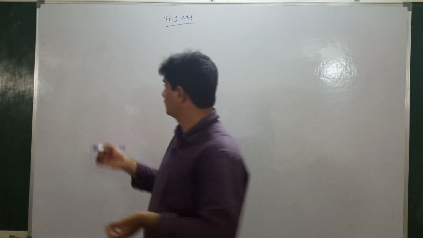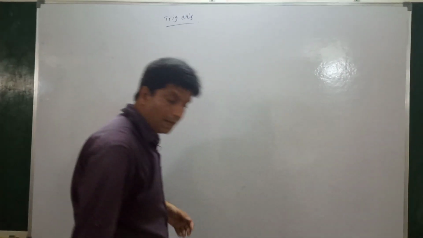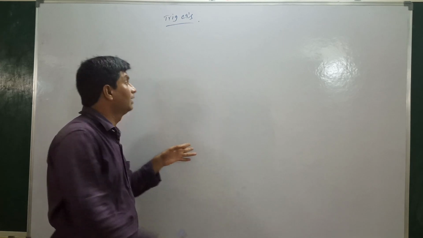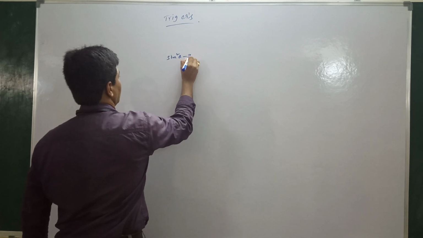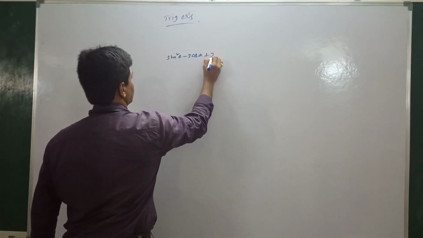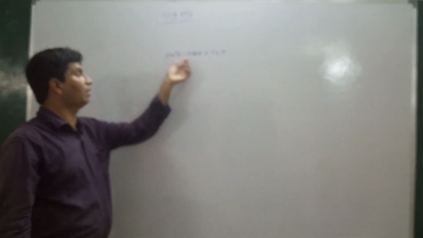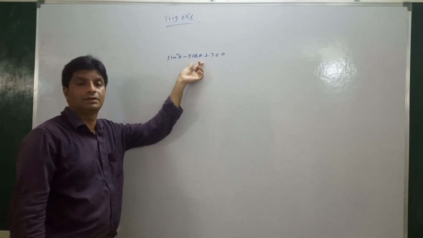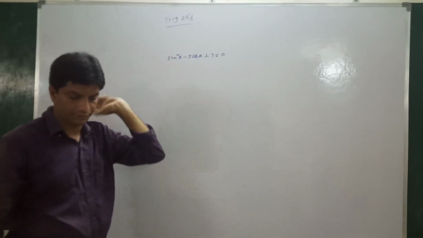Okay? So, trigonometric equations. An equation involving trigonometric functions is called a trigonometric equation. For example, this is sin square theta minus 3 cos theta plus 7 equal to 0. This is an equation involving trigonometric functions. Here, sin theta and cos theta are trigonometric functions. So this is called an equation. What type of equation? Trigonometric equation.